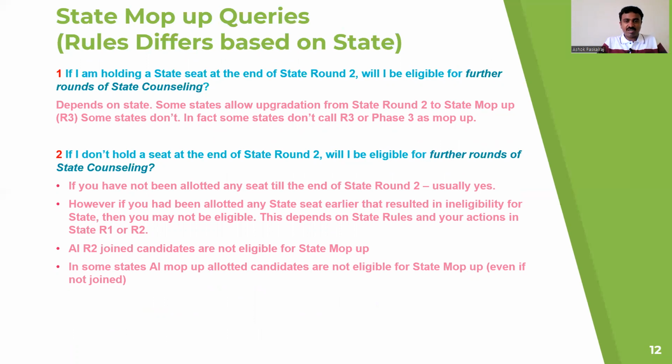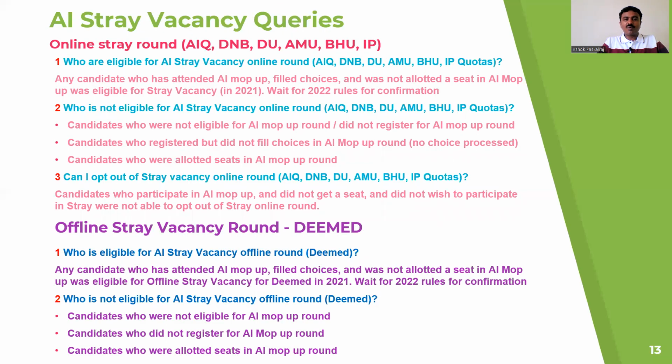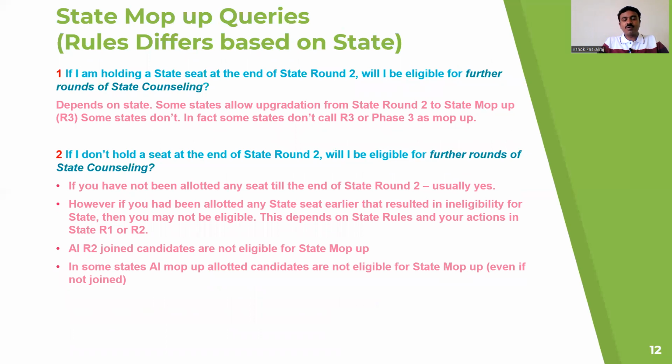There might be institutional level rounds where seats are surrendered back to the institutes for allotment at the institute level. So we will not be very clear about the number of rounds, etc., unless this year there is intimation on these rounds. For whatever information we have on the states from last year, we will keep sharing it on stray and mop-up in subsequent videos or in subsequent information that we share in the Telegram group.